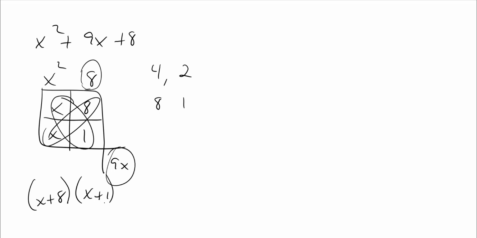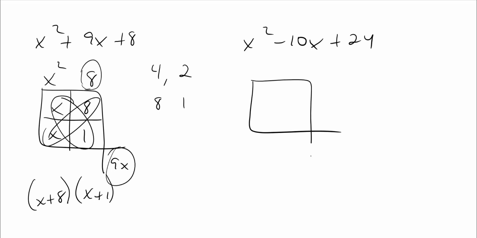Okay, so we'll do a couple more here. x squared minus 10x plus 24. So x squared, 24, negative 10x. So again, you guys should look at this. The x is easy. You should say 24. And they both have to be negative, right? Because it has to multiply to give you 24, but it has to add to give you negative 10x. So they both have to be negative.